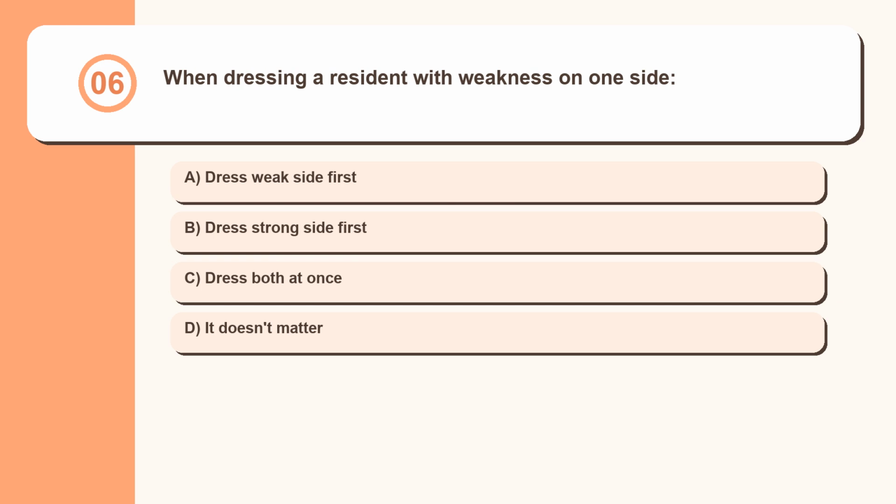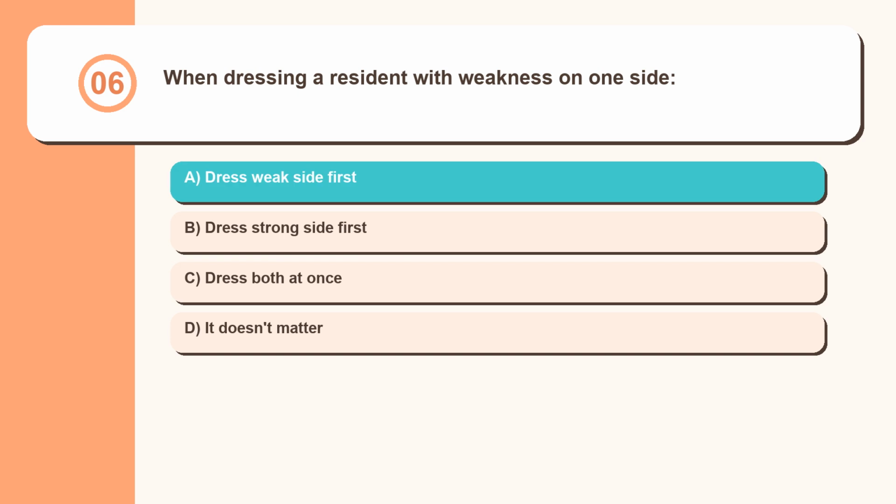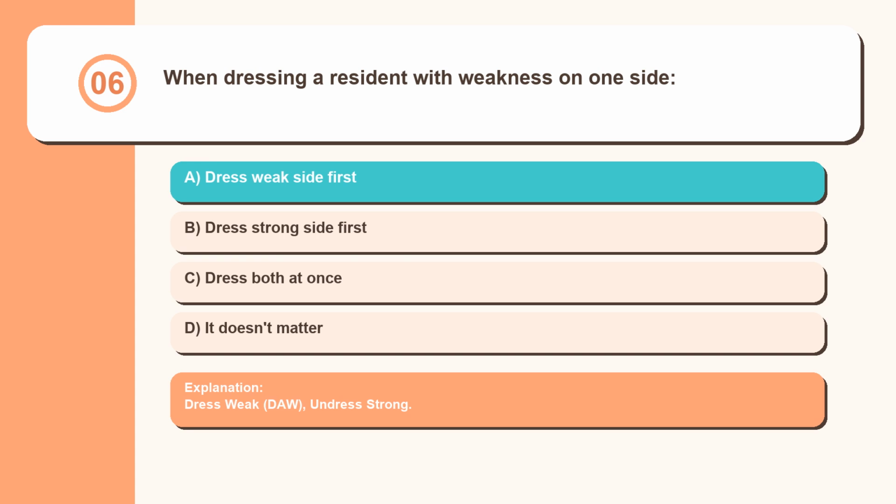Question 6. When dressing a resident with weakness on one side: dress weak side first. Dress strong side first. Dress both at once. It doesn't matter. Dress weak, undress strong.